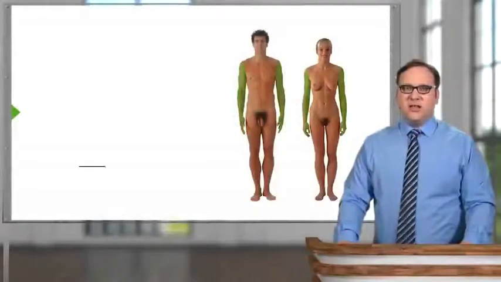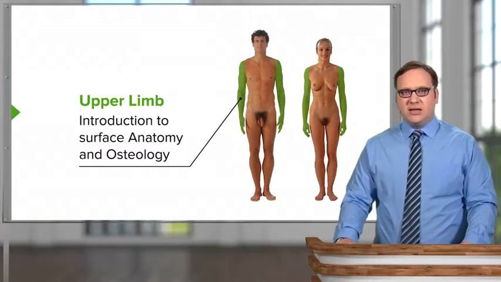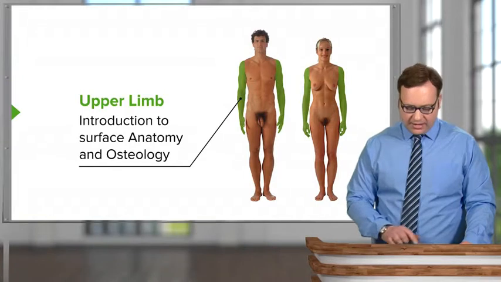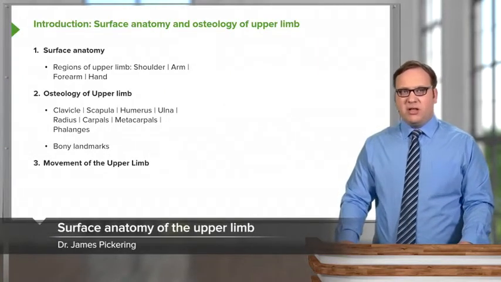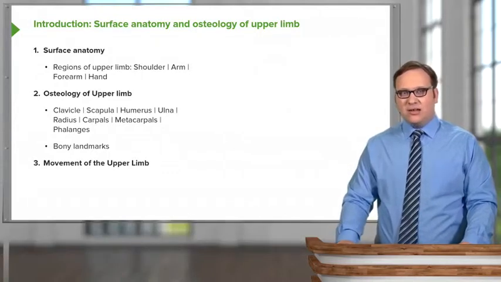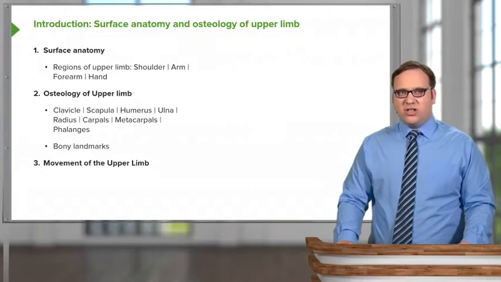In this lecture, the first in a series about the upper limb, we're going to look at the surface anatomy and osteology of the entire upper limb. So we're going to look at the surface anatomy of the shoulder, the arm, the forearm and the hand, all of these regions making up the upper limb. And then we're going to move on to the osteology.